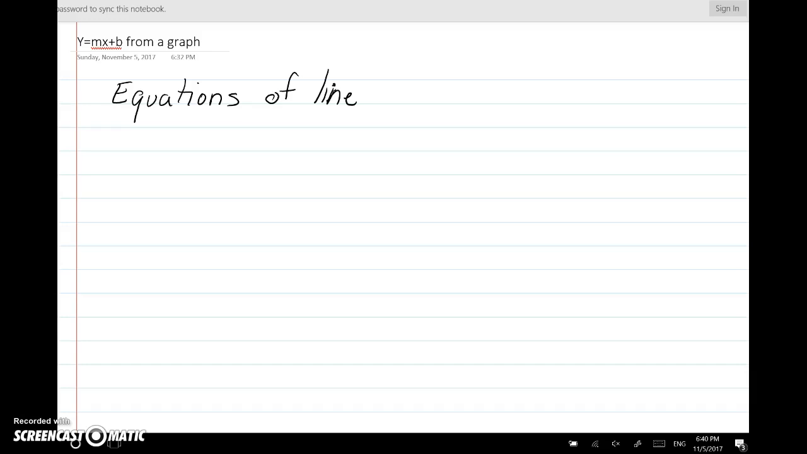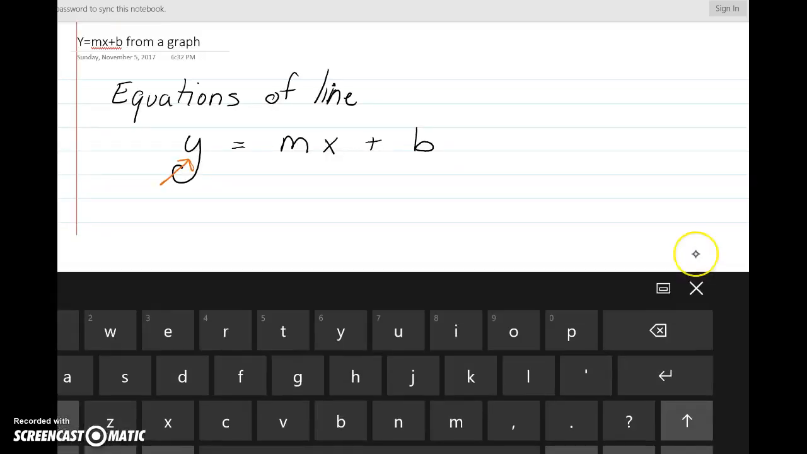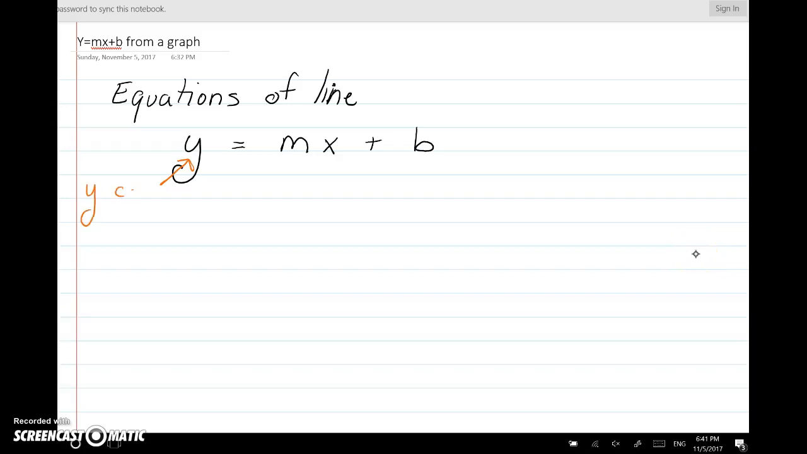So the first thing we need to know is the actual formula. Again, just like you have to know the formula for a slope, you're going to have to memorize this equation of a line. Y equals mx plus b. Now each of these things we've learned about. What each letter stands for, we've learned about. Let's start with the y. Y stands for y coordinate. And the x obviously stands for the x coordinate.